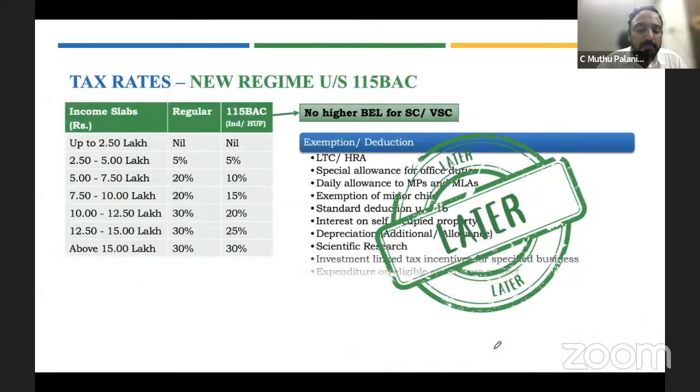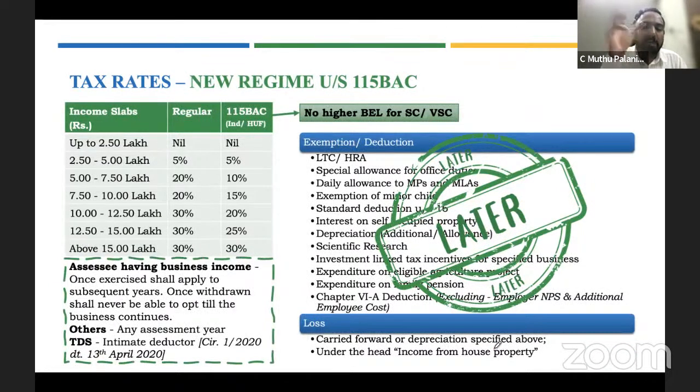And what about the new regime? Of course, new regime is about where for every 2.5 lakhs, there is a tax increase of 5%, and there is no higher basic exemption limit for senior citizens or very senior citizens. So it is a common rate for all individuals. So for every 2.5 lakhs, the tax rate increases by 5%. So first 2.5 lakhs, 0, next 2.5, 5, and so on, 5, 10, 15, 20, 25. So if you see, it grows in the order of 5% per slab. So that's the increase. Of course, this comes with lots of sacrifice.